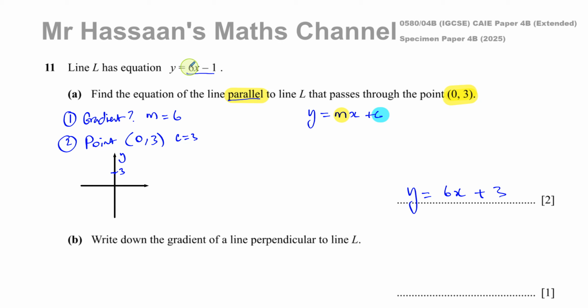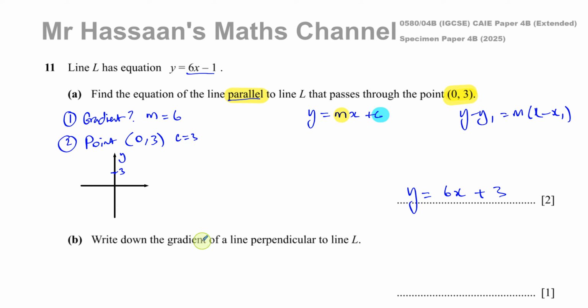You can take the gradient from here and the y-intercept from here. Sometimes they don't give you the y-intercept. They'll give you a point that doesn't have 0 as its x value. Then you have to work out what c is by substituting into this formula, or you can use another formula which we won't bother doing right now. y minus y1 equals m times x minus x1. Okay, that's when you get a point that's not the y-intercept. If it's the y-intercept, you can just put it straight into here with the gradient and you got your equation.